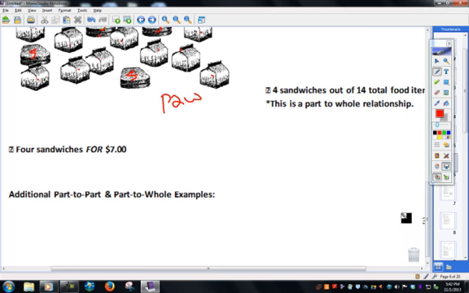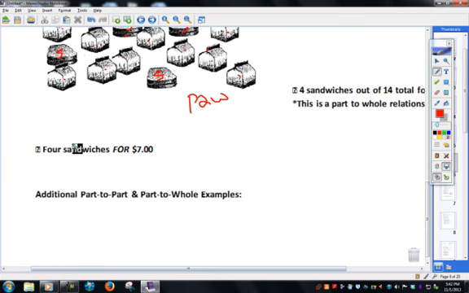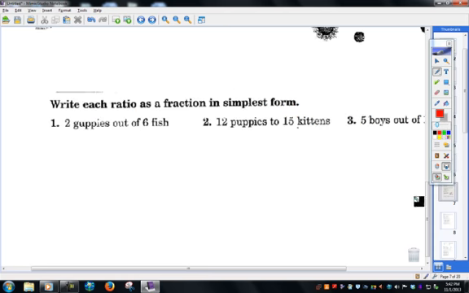Okay? Now your turn. 4 sandwiches for $7. Are those sandwiches in any way included in that $7? Absolutely not. That's going to be a part-to-part ratio. Okay. All right. Let's go on to the next page.